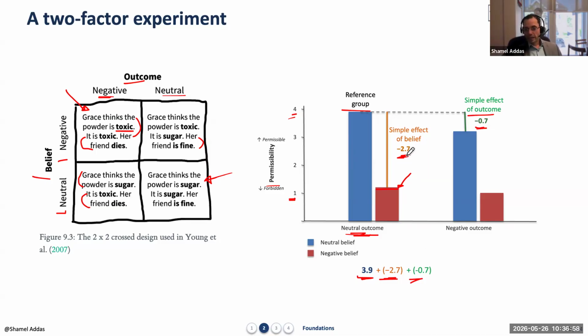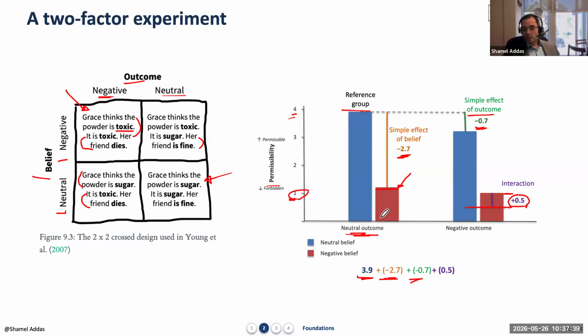So if we add the 2 simple effects, minus 2.7 and minus 0.7, we will get to this point. Okay, but notice that when we switch both the belief and the outcome, we are here. So this is the interaction effect. This is interesting because the interaction effect is actually softer. When you switch the belief from neutral to negative, and the outcome from neutral to negative, the interaction, instead of making the outcome worse, makes it less worse. So the observed outcome here is 1.